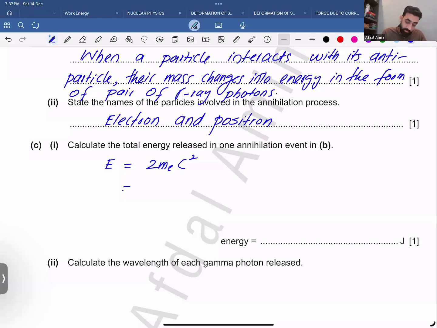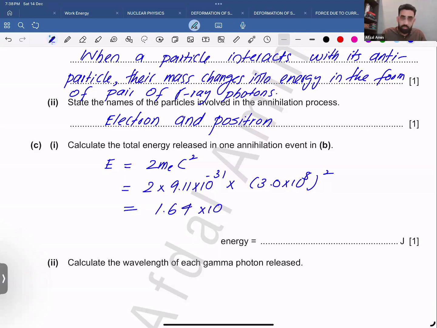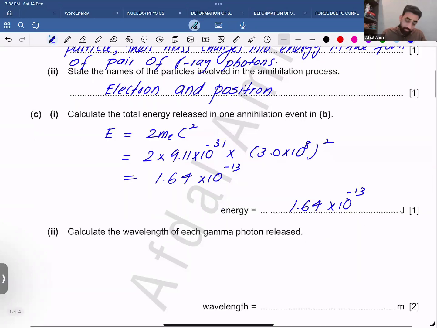So it is 2, mass of electron is 9.11 × 10^-31, c is speed of light 3.0 × 10^8, whole square. It should be the same number as last time we tried to solve. 1.64 × 10^-13 joules.